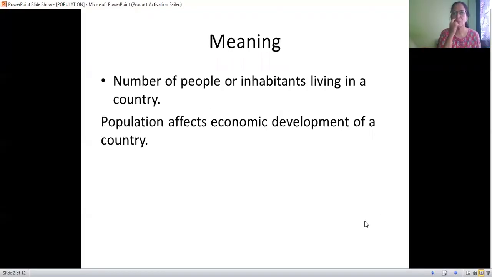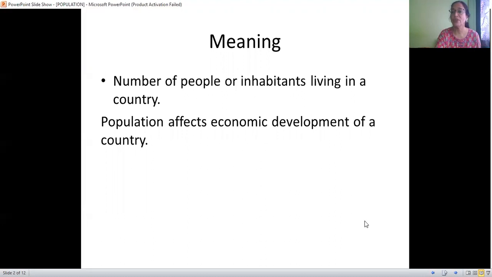Now, what is the meaning of the population? Population is the number of people or inhabitants living in a country. Population is an important element in the development of the country. When we speak about the development, we refer to population growth. The economic development of the country depends on the population of the country.